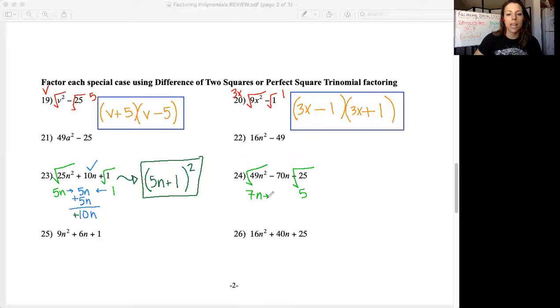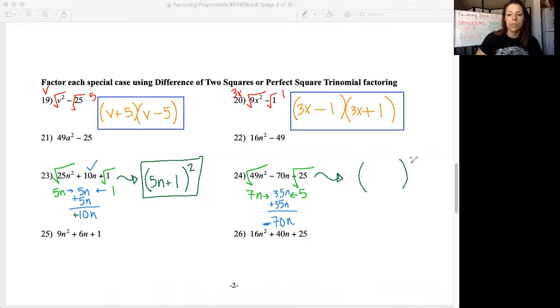So we're going to multiply these together. And that gives us, let's see, 7n times 5 is 35n. And then we're going to add that up, 35n. And that gives us 70n, which is the middle term. The only difference here is because it's subtraction, we would have to account for that in our final answer. So yes, this is a perfect square trinomial, which means our final answer is very, very simple.